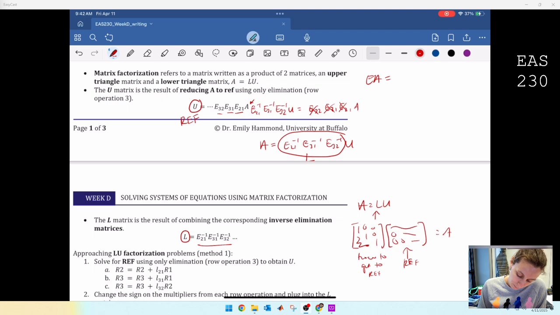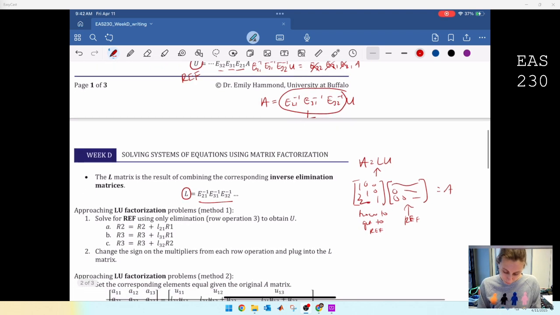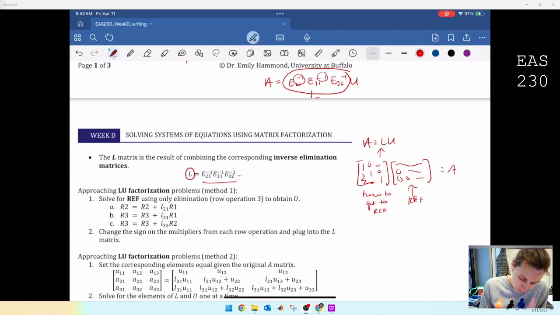That equals A. Okay, so note it's full of the inverses. So now, how do we find L and U?